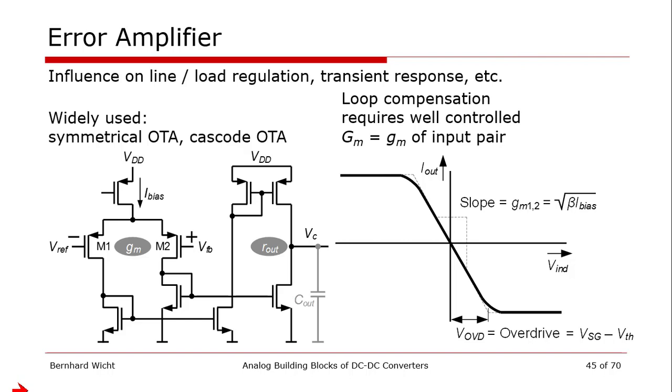The error amplifier is actually quite simple. We don't want too much gain, to ensure loop stability, and so we find symmetrical op-amps as well as cascode structures used as the error amplifier. In particular, the GM of these stages is critical because it is part of the transfer function. So in this simple case, it's basically the GM, the transconductance of the input differential pair.